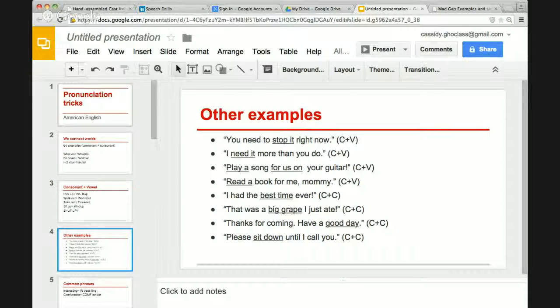All right, now we have some sentences. So the same ideas that we've concentrated on, consonant plus vowels or consonant plus consonants, and we're going to see if we can naturally put in these liaisons or connections when we speak. All right, so the first one, stop it would be stop it. So you need to stop it right now.